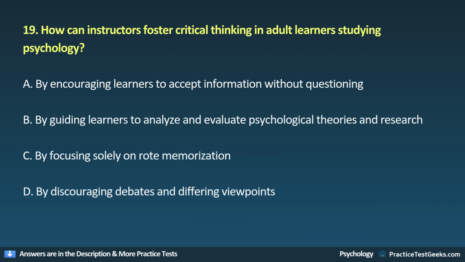19. How can instructors foster critical thinking in adult learners studying psychology? A. By encouraging learners to accept information without questioning. B. By guiding learners to analyze and evaluate psychological theories and research. C. By focusing solely on rote memorization. D. By discouraging debates and differing viewpoints.